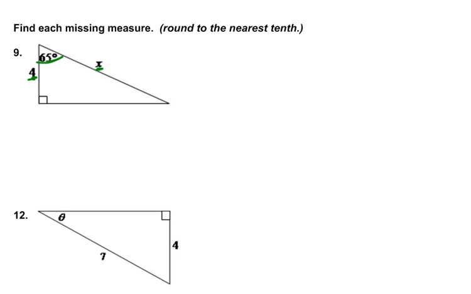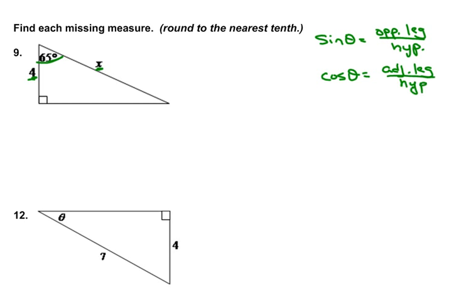We're going to need to know and understand some things about our trigonometric functions, and we've discussed these in class, so hopefully you're familiar enough to recall that sine of an angle is equal to the opposite leg over the hypotenuse, and I'm just abbreviating here. Cosine is equal to the adjacent leg over the hypotenuse, and of course tangent would be the opposite leg over the adjacent leg.